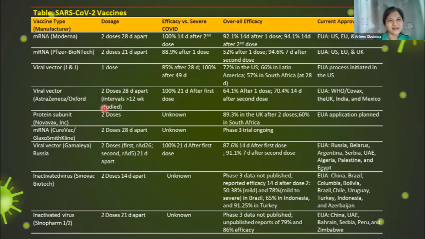This is a table comparing the different vaccines and their vaccine efficacies. This is taken from another journal, from the WHO. So for the Sinovac, this is still in phase 3 and data is not yet published, but the reported efficacy is 50% for mild, 78% for mild to severe in Brazil, and 65% vaccine efficacy in Indonesia, and 91.25% vaccine efficacy in the study done in Turkey.